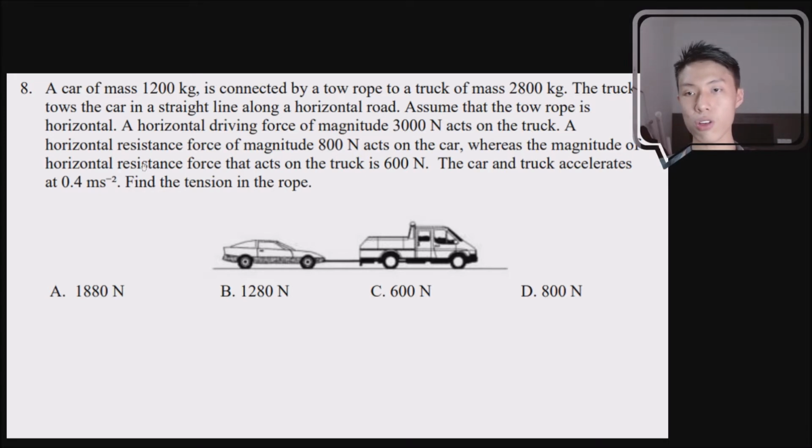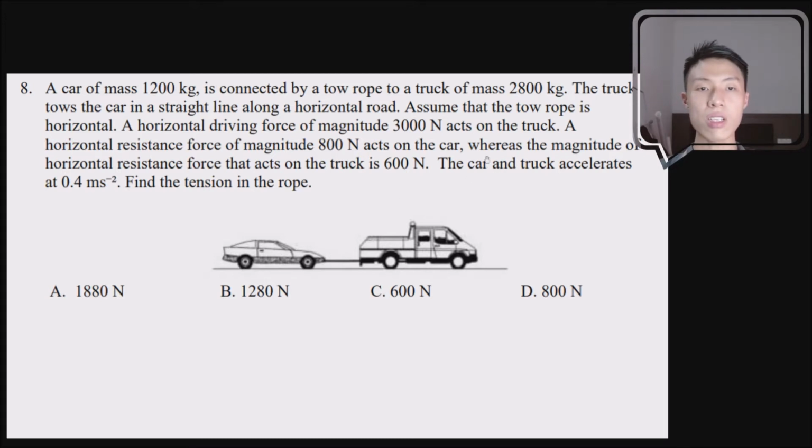Whereas the magnitude of horizontal resistance force that acts on the truck is 600 Newton. So the truck here also experiences a resistance force. Then because the truck is moving to the right, the resistance force should be to the left and should be 600 Newton. The resistance force is not the rope. The rope and the resistance force should be different things. So the resistance force can be due to the air surrounding the truck and the car. It can be due to the surface irregularities, various factors.